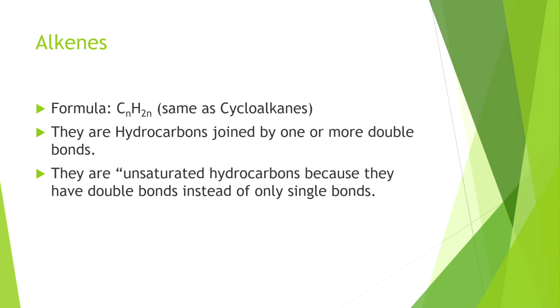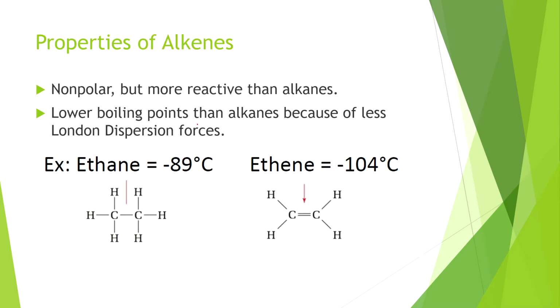Well, they are hydrocarbons, similar to alkanes, but they are joined by one or more double bonds. That means that they are unsaturated hydrocarbons because they have double bonds instead of only single bonds. Saturated hydrocarbons are hydrocarbons with only single bonds, whereas alkenes are unsaturated hydrocarbons because they have double bonds. So let's go over some properties of alkenes.